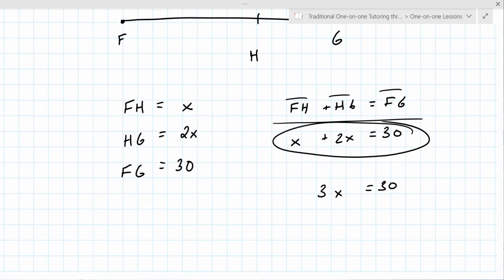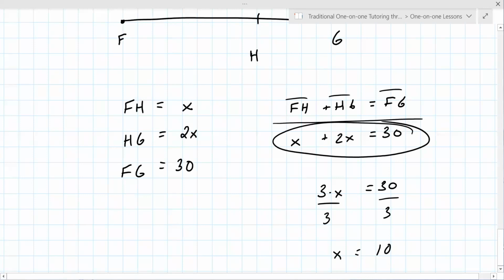And so how do you solve for X here? What do you divide both sides by? Because you got 3 times X here equals 30. So how do you undo the 3 times? You just have to undo the 3 times. You just have to divide. Divide by 3 on both sides. Okay, so X equals 10.